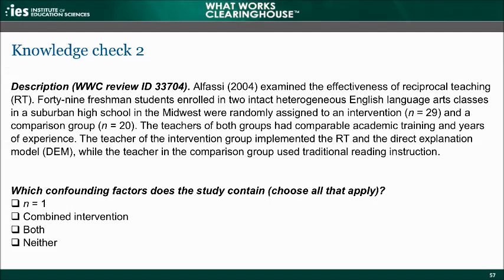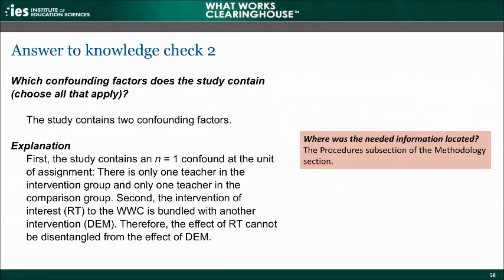Okay, we're just at about 50% responding, so let's take a look at the answers. And the majority of our audience answered that the study contains both confounds, which is the correct answer here. So let's take a look at the explanation.